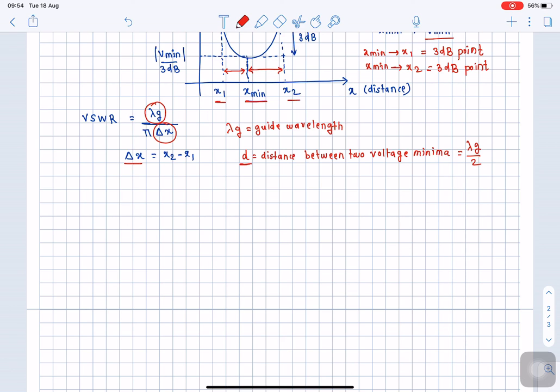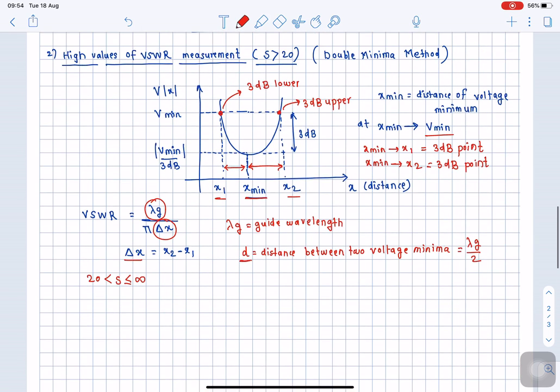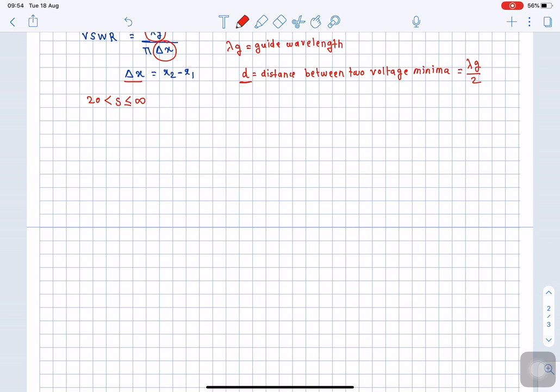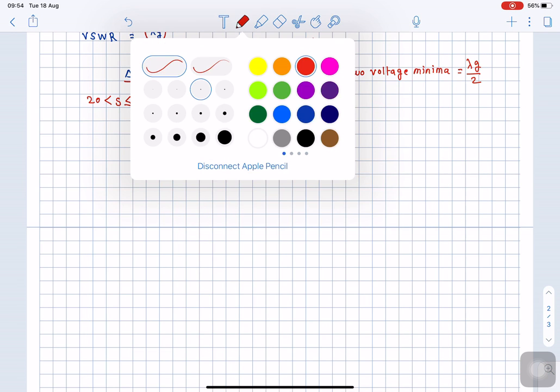Now in this particular case, the value of VSWR you are going to get is greater than 20 and less than or equal to infinity. So this is the second technique which makes use of the same setup in order to measure high values of VSWR. Sometimes this particular method of measurement of VSWR is known as the double minima method. I will elaborate in brief by drawing a particular diagram now. I will choose a different color.